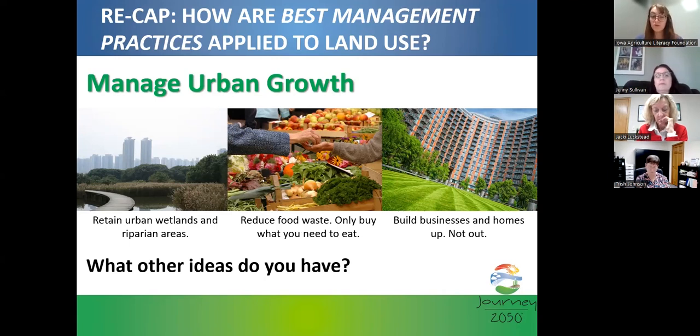Going back to the food waste: only buying what you need, not tossing what you think you have high hopes for, and building up instead of out. We've built out a lot, that urban sprawl.